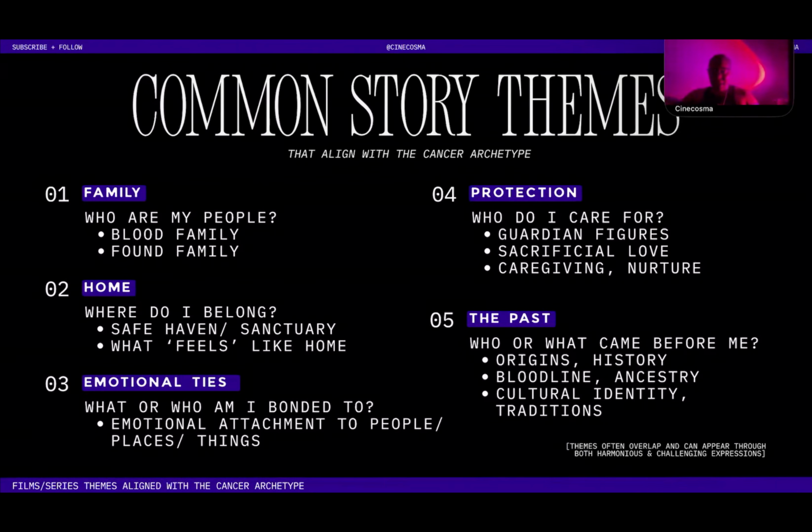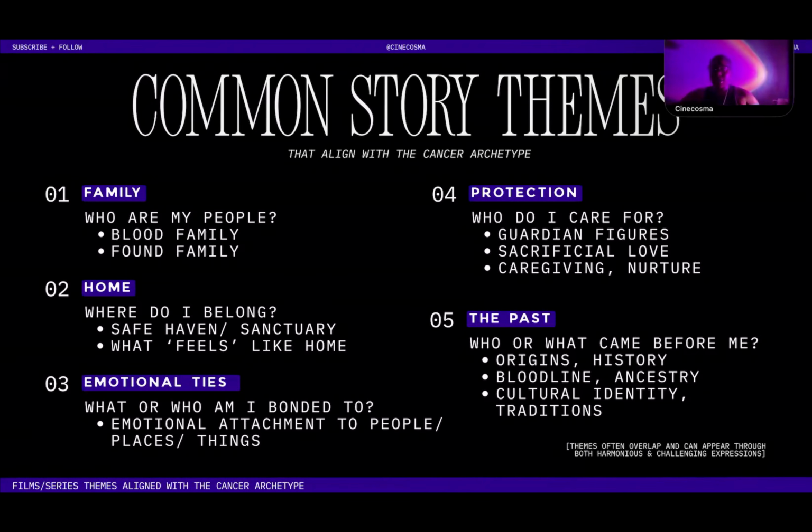Then next we have home. Now I get that the word itself is pretty vague. Home essentially is, where do I belong? What is my safe haven and sanctuary, and what feels like home? So again, think about a story, a movie or TV show that you've seen, where the characters are trying to figure out where they belong. That's essentially trying to figure out what home is to this character. They're trying to figure out what is a safe haven, a safe space for them, and what feels like home.